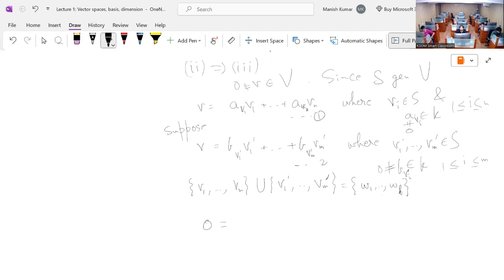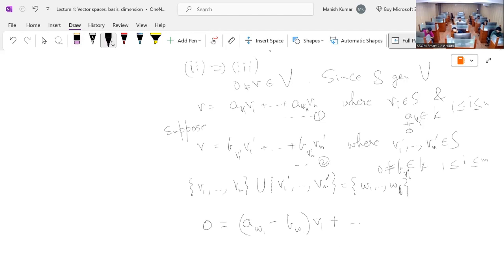you get on the left hand side 0, and on the right hand side, what do you get? a_v1 minus b_v1. So b_v1 may be 0, because if v1 doesn't appear on the right, then it will be 0. But if v1 appears on the right, then it is whatever it is. So this may be 0, but it doesn't matter. But instead of v1, I'll use w1 to wl, that is the union of these two.